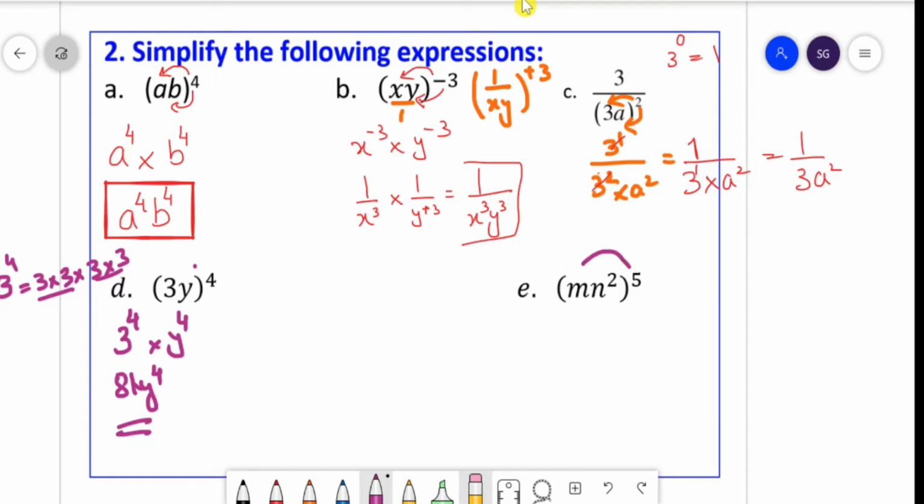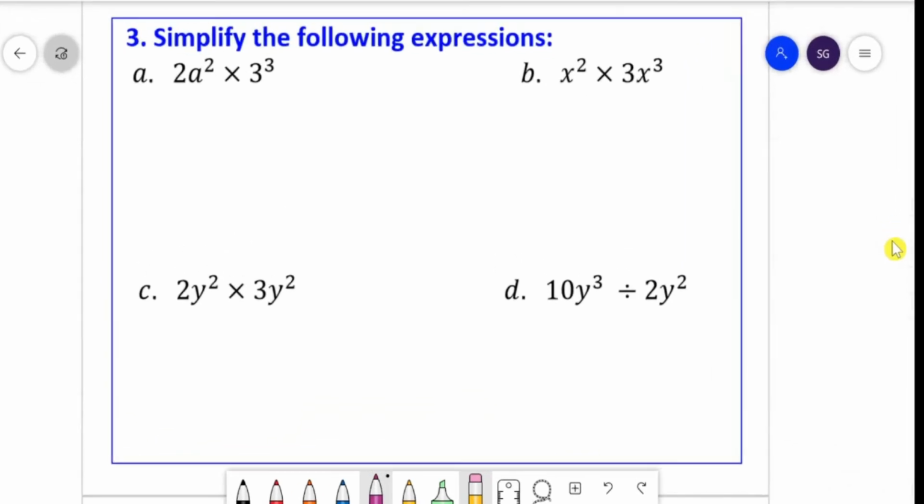Right, again whole power of a product, so you give this whole power to each of these. So that's m to the power 5 and then n squared to the power 5. m to the power 5 as it is, but for n squared it's power of power, so again you multiply the two powers, 2 fives are 10, so that's n power 10. Alright, let's quickly do these questions.